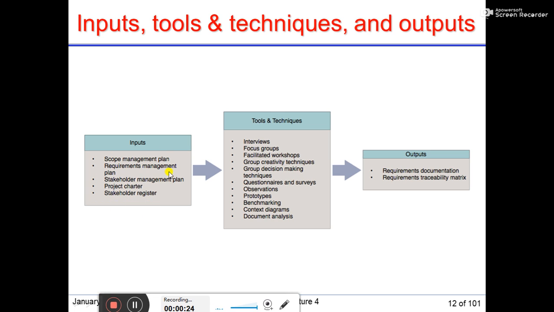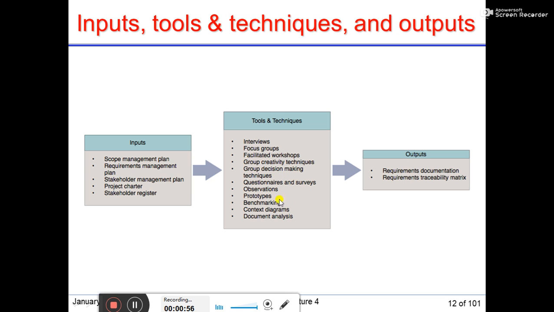These are the inputs. In case of techniques, these are used to gather information on requirements and other information: we do interviews, we create focus groups, we facilitate workshops, group creativity techniques, group decision making, and also questionnaires, surveys, observation, prototypes. These are models used. What type of model is going to be used?